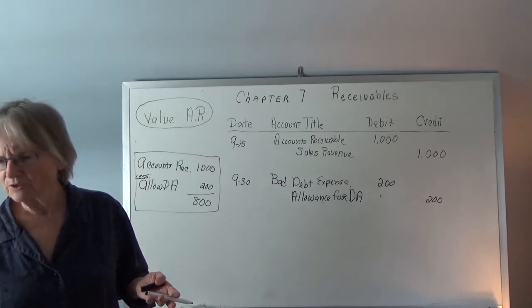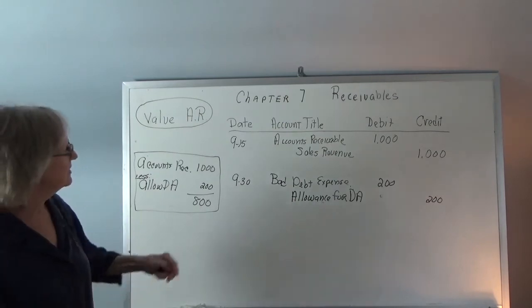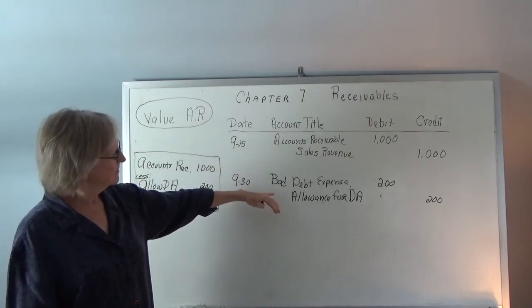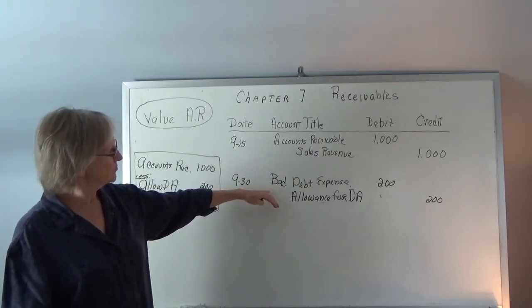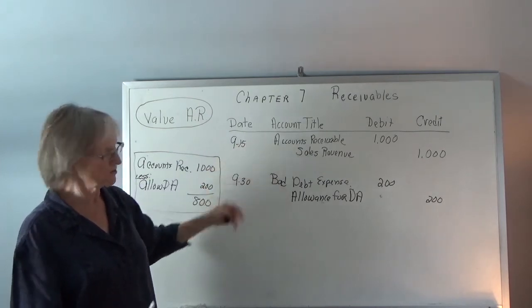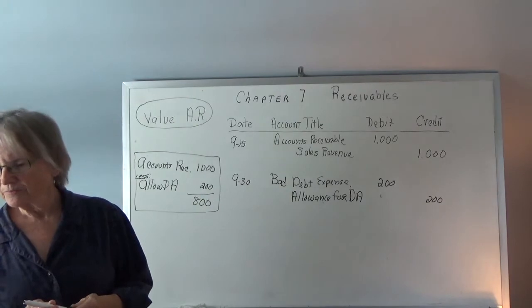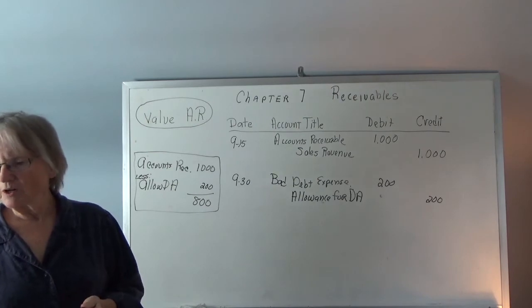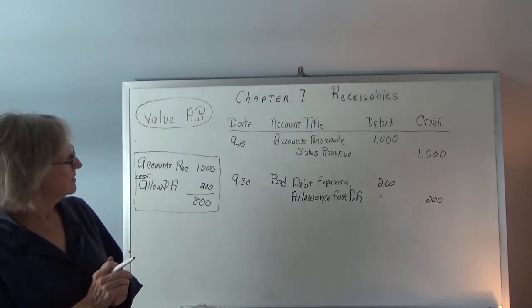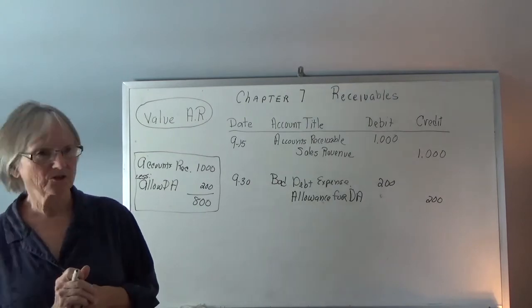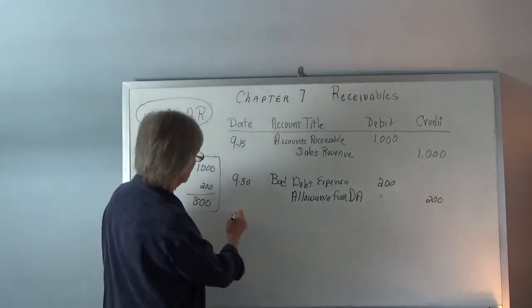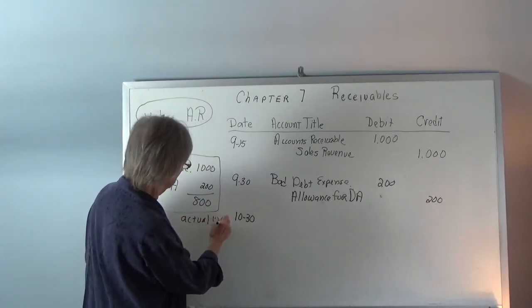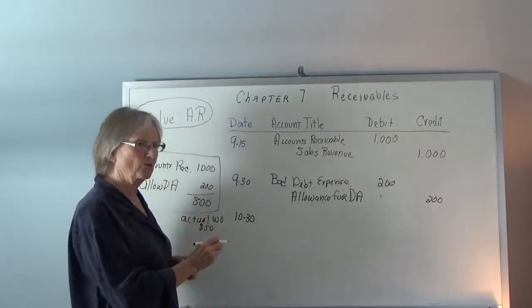So let's see how this allowance method works. We've done the first two parts. We made the sale. Based on past experience, we are estimating that 200 of those receivables will not be collected, and we've set up an allowance for it. Okay, so now what happens when we have an actual write-off? So we find out that someone who owes us $50 is not going to pay. So say it's October 30th, and we have an actual write-off of $50. Okay? So no way, I can't pay.